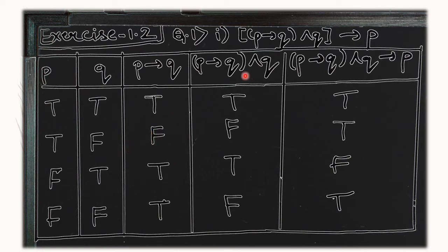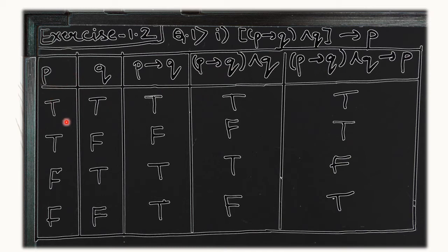Okay, next, P implies Q and Q implies P. So T and T is T, F and F is F, T and T is T, T and F is F. When both are T, the conjunction is T, otherwise the conjunction is false. Next, the fourth column implies the first column, that is P implies Q and Q implies P.